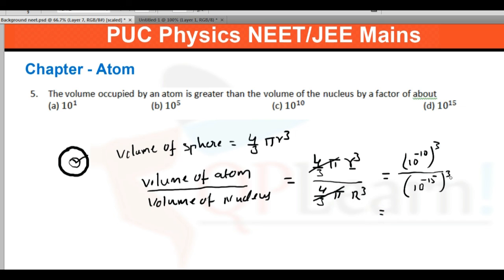So finally, 10 3s are 30, so 10 to the power of minus 30, divided by 15 3s are 45, 10 to the power of minus 45. When 10 to the power of minus 45 goes upside, it becomes plus, so finally 45 minus 30 gives 10 to the power of 15 as the answer. So option D is the right answer.